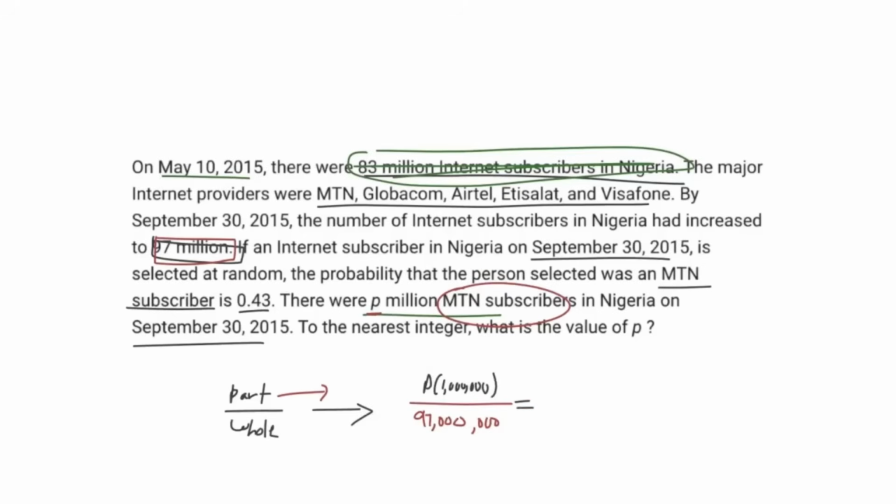All right, so now what you have to understand about part over whole is that it finds percent composition, right? But we're not talking chemistry. We want to find the percent composition, quote unquote, of MTN subscribers in Nigeria. So of that 97 million, what percentage of those subscribers were MTN subscribers? Well, that information is given right here, 0.43, which translates to 43%. So we're going to give a value of 0.43 here.